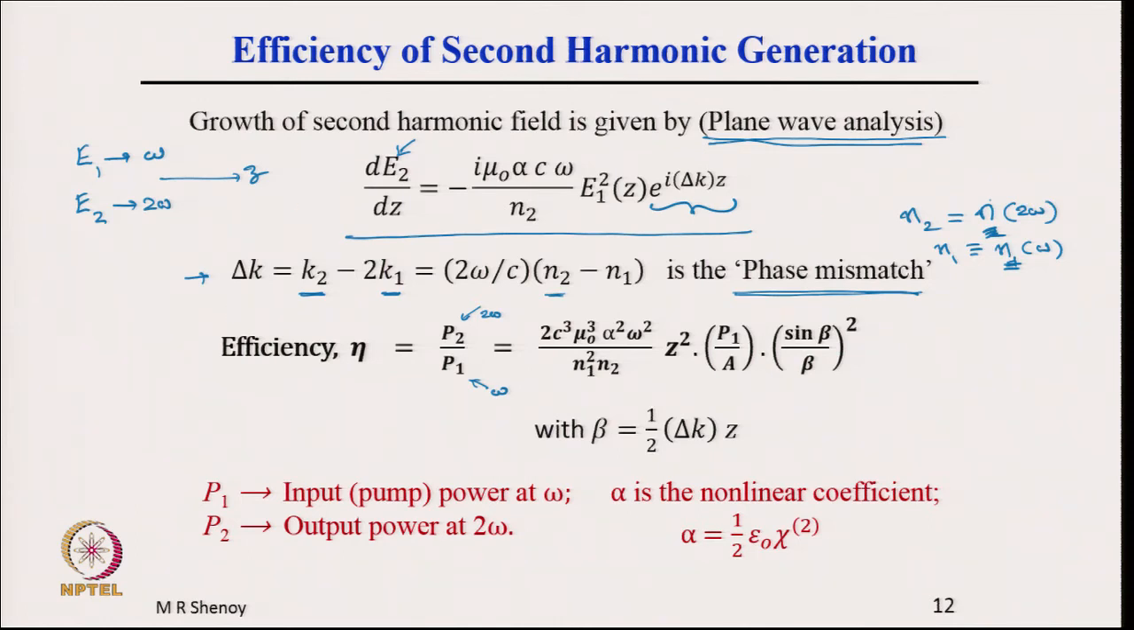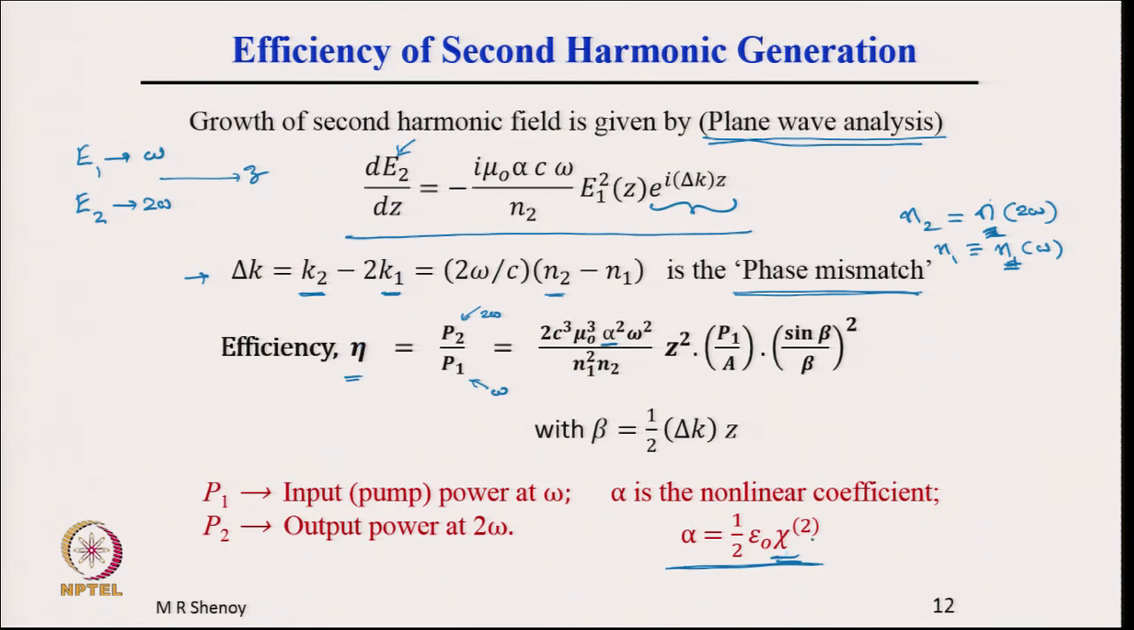As I mentioned, the derivation is beyond the scope of our course, but what we are interested to note is that this efficiency is proportional to alpha square, where alpha is given by half epsilon 0 chi 2. So, it is proportional to chi 2 square. The efficiency is proportional to alpha square means proportional to chi 2 square.